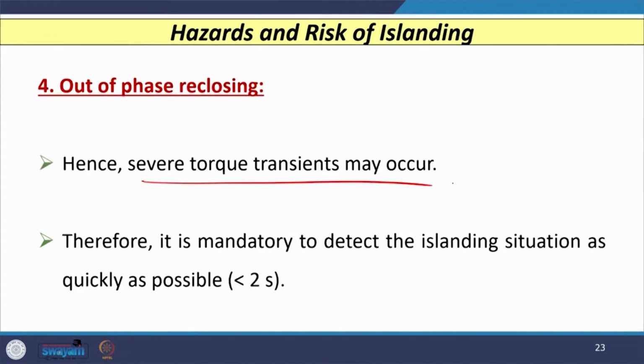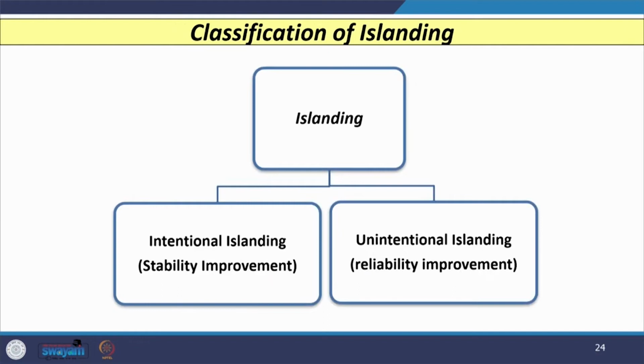Hence, severe torque transients are going to develop, and it is mandatory to detect the islanding situation as quickly as possible, and as per the 1547.4 standard, it has to be detected within 2 seconds. So, let us see what the techniques are to detect the islanding situation. Normally we have two types of techniques. Before we discuss how to detect the islanding condition and the different techniques, let us first see how we can classify the islanding.